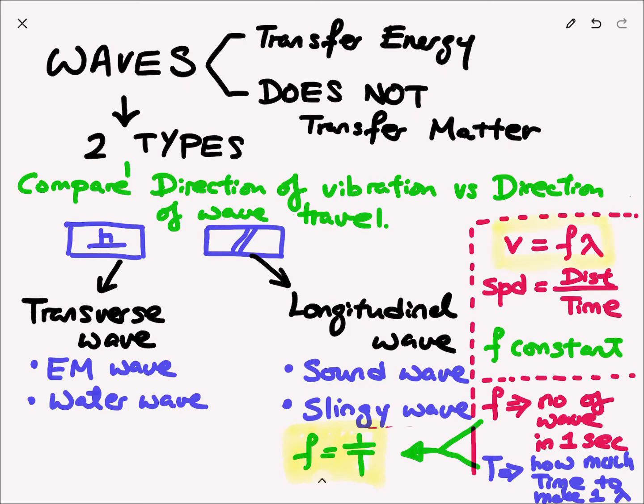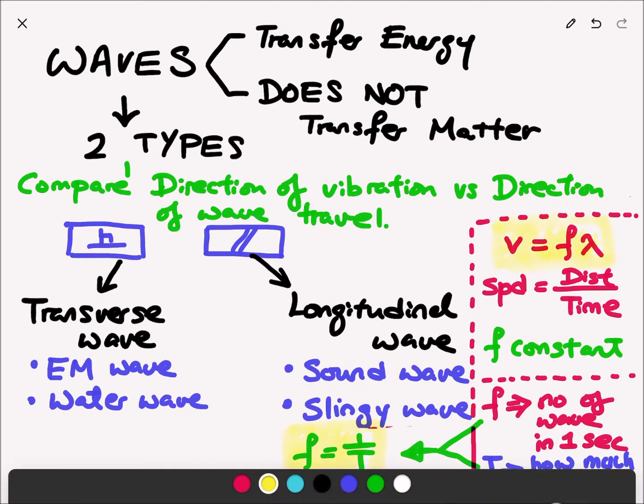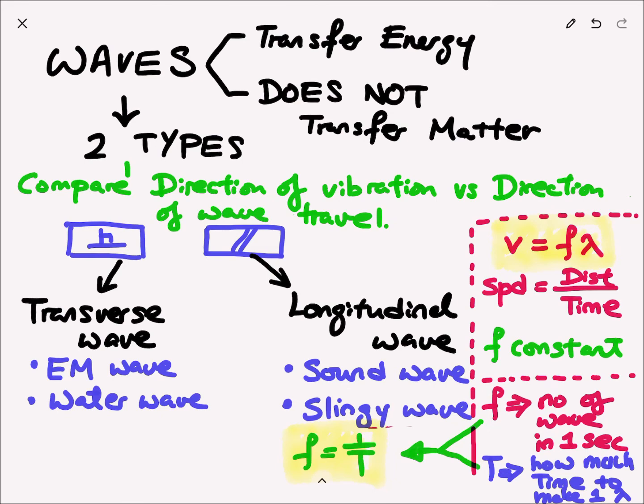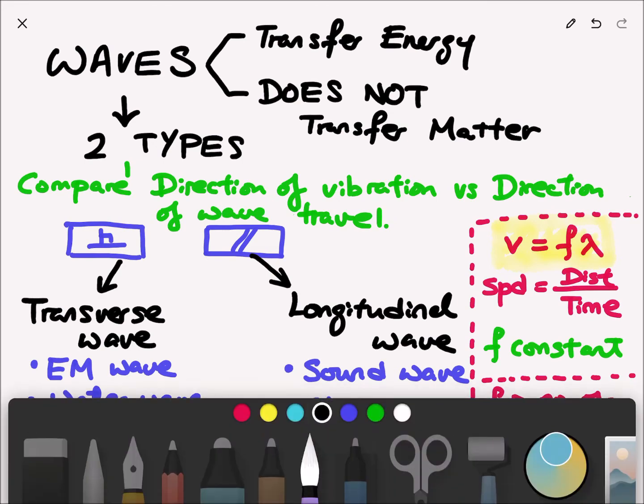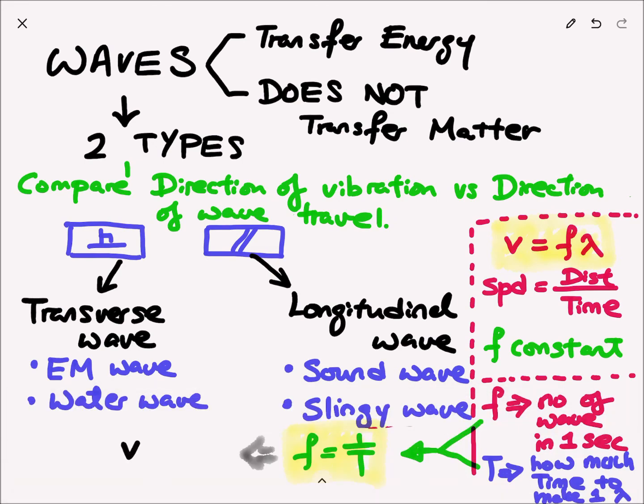Now if you look at this equation and this one, you can actually combine them to form another equation, which is v equals 1 over T times lambda. You can do that as well. So for mathematics, this is all. You only have two equations, f equals 1 over T, v equals f lambda, and speed equals distance over time, which you should know.